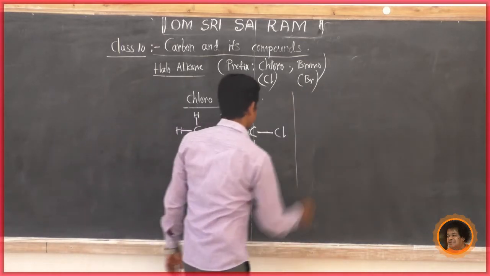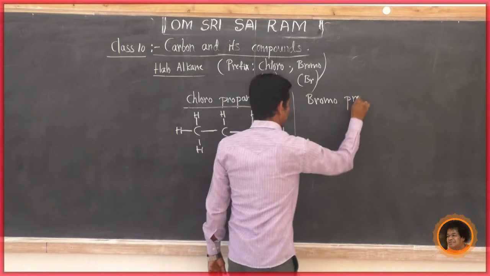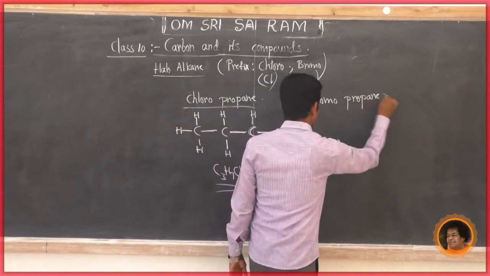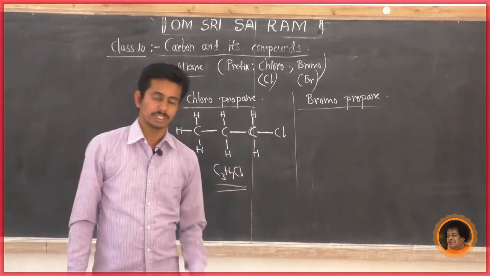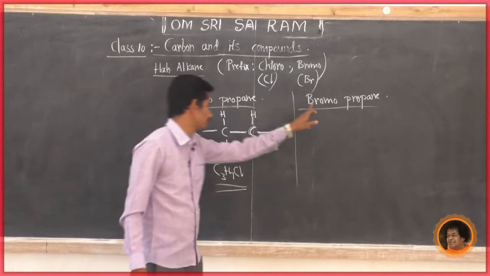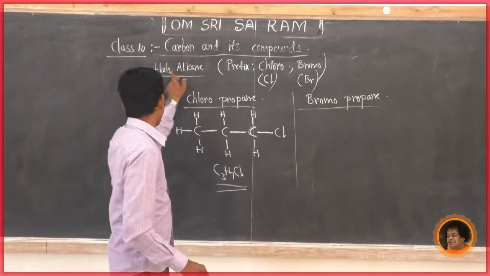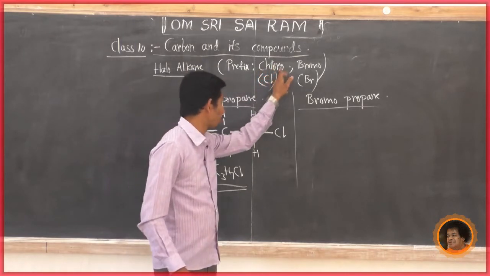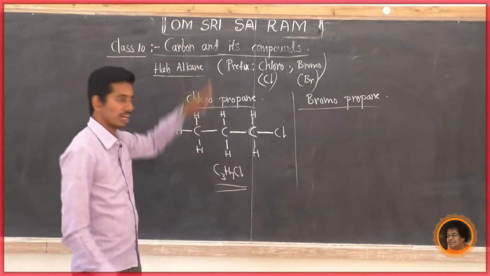Another example: bromopropane. Is it a haloalkane? Yes, it is also a haloalkane. What is the reason? Because it starts with bromo. A haloalkane starts with chloro or bromo, so bromopropane is also a haloalkane.